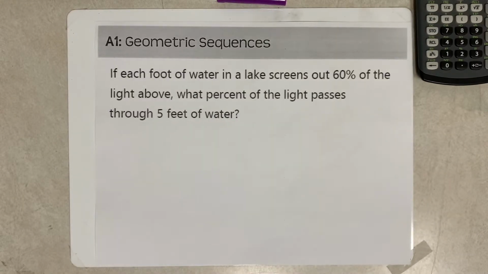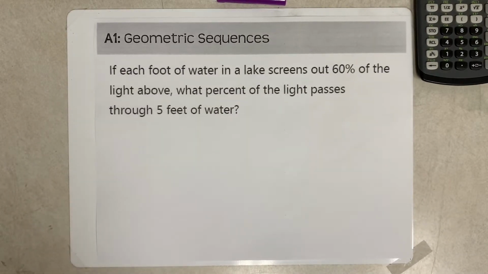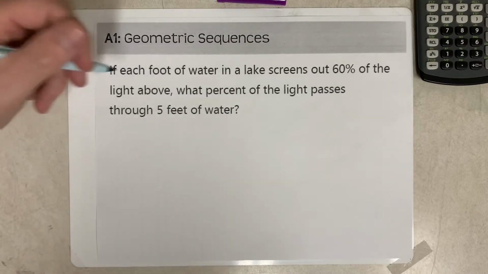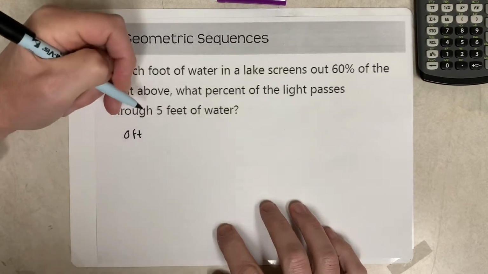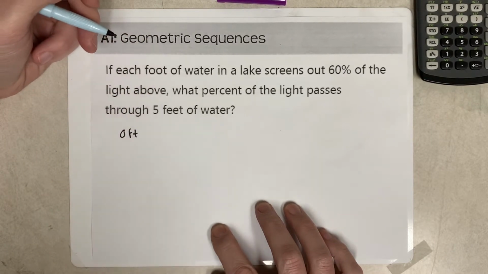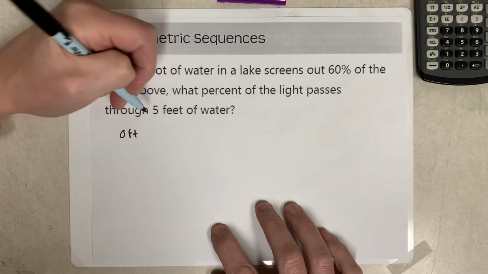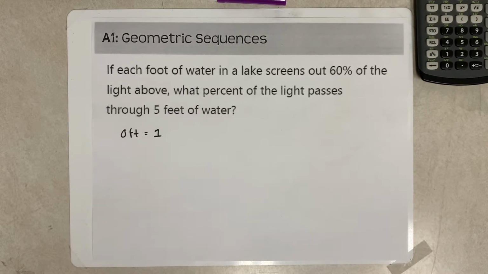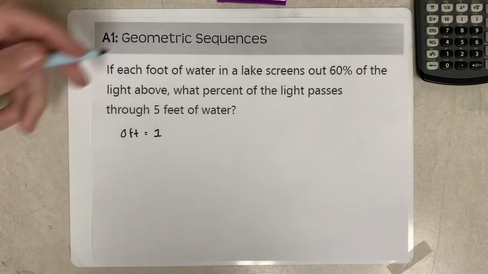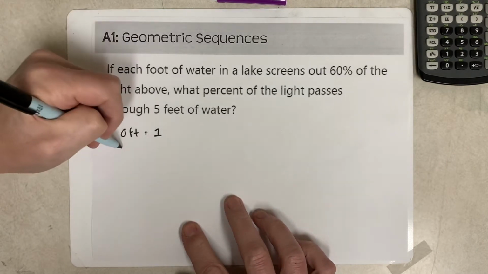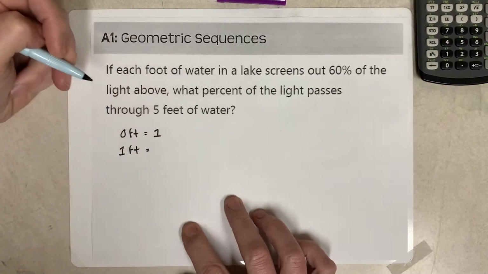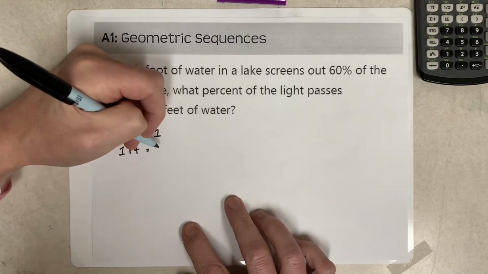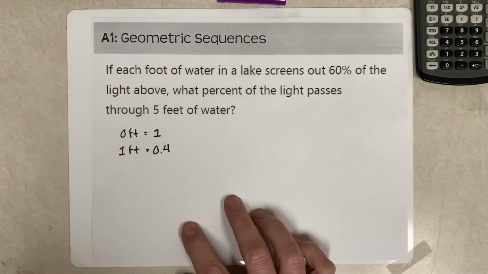All right, this one says, if each foot of water in a lake screens out 60% of the light above, what percent of the light passes through 5 feet of water? This one should be kind of interesting. At 0 feet, you have 1, right? And why do I write 1? Because 1 is 100%. So at 0 feet, you get 100% of the light coming in. That is no problem. At 1 foot, if it screens out 60%, there's going to be 40% left, 0.4.